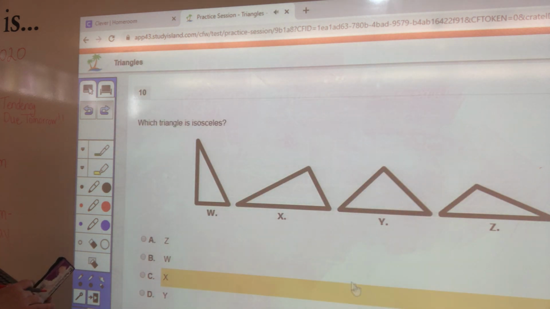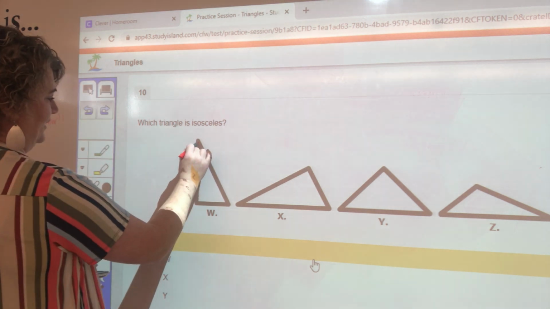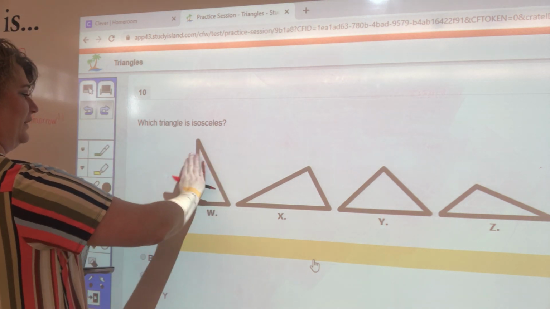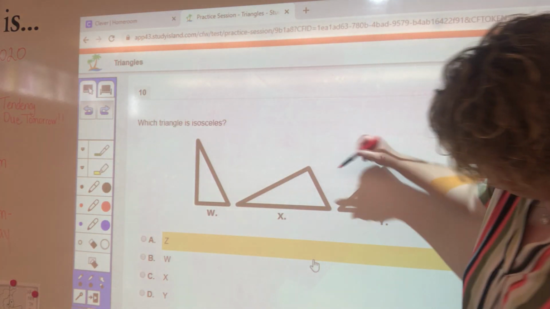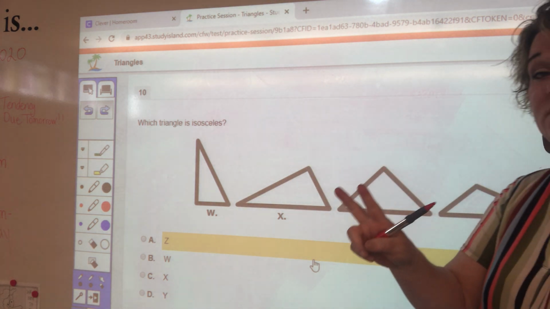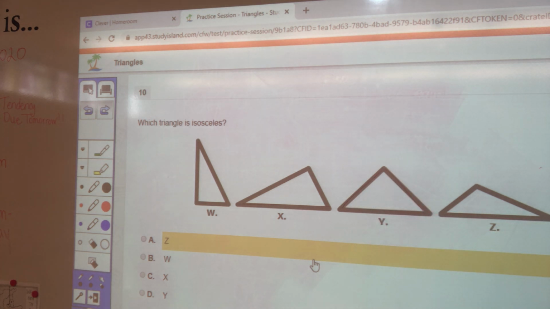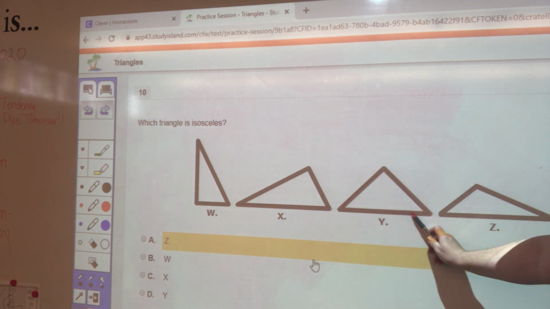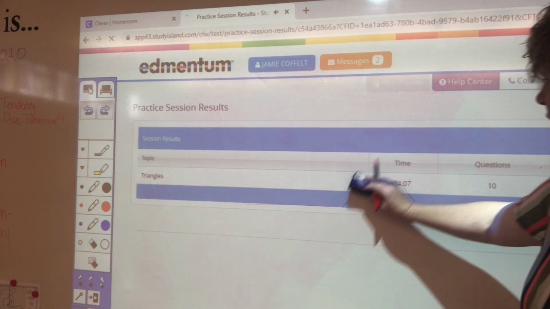And last one, isosceles. I'm looking for two sides that are the same. Well, I can already tell you that that side and that side are not the same. That would be a funny looking Christmas tree. It looks like it's tilted a little bit. Let me look at X. Same thing. This side is longer than this side, so it's not that, because isosceles is two sides the same. Is that the same length as that? I think it is. And then I think this side's longer. So I'm going with Y. Let's see if we get the right answer. Ding, ding, ding. Yay. You did good.